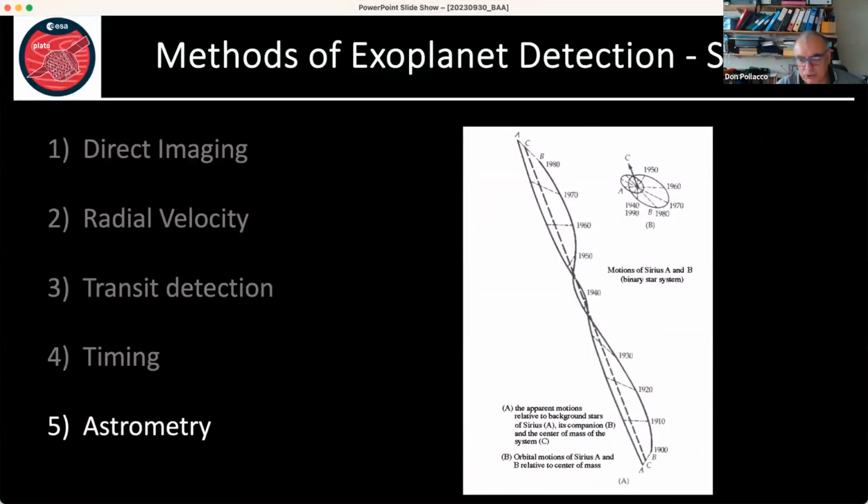Now, Roger mentioned astrometry, and I just want to mention it again very briefly, because we're just about to enter the age of astrometric detection. In the next couple of years, DR3 will come from Gaia, and that has a list of confirmed planetary bodies in there. So just keep a lookout for that.